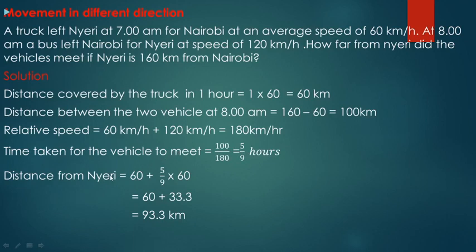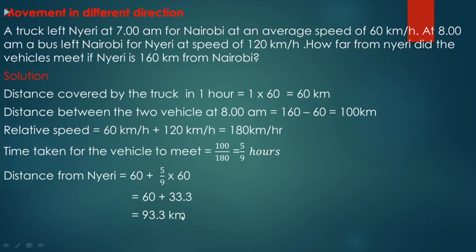Then, for us now to find the distance from Nyeri, remember a truck left Nyeri. The truck had moved 60 kilometers before the bus started. So, to get the distance from Nyeri, it is already 60 kilometers the truck moved, plus the time it will take them to meet, 5/9 hours, times its speed, which is 60. We add the two: this is 33.3 plus 60, we get 93.3 kilometers.